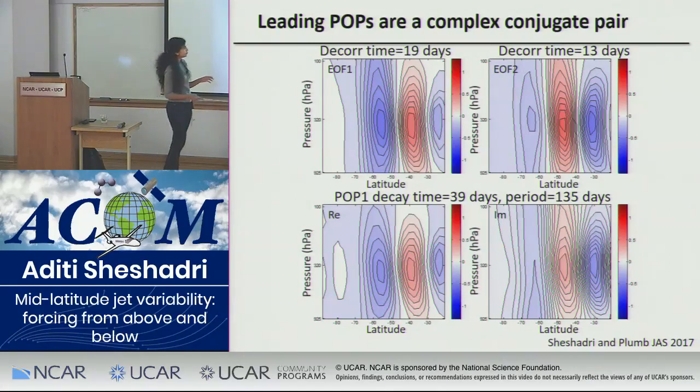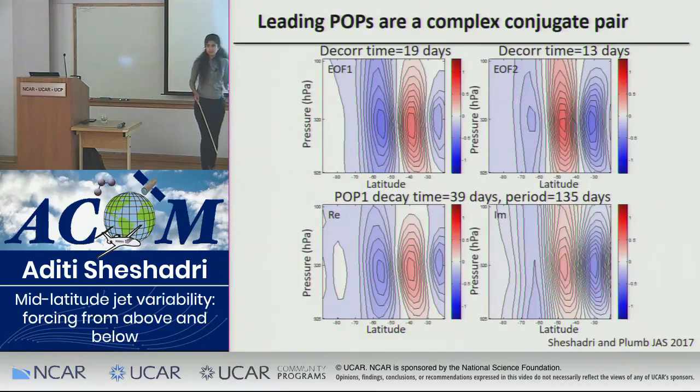The other thing to be pointed out here is that the timescale of decay of the POPs, which is 39 days here, is very much longer than the decorrelation timescale of the first EOF, which is 19 days in this model. So anything that evaluates the climate response or looks at eddy feedback or anything like that is probably a little bit inaccurate because the mode actually sticks around a bit longer than the EOF would assume that it does.